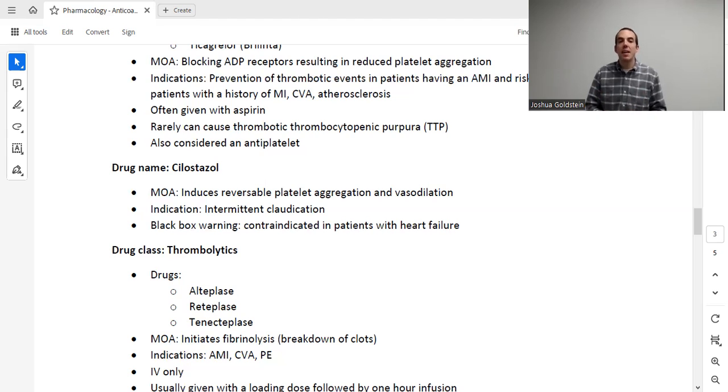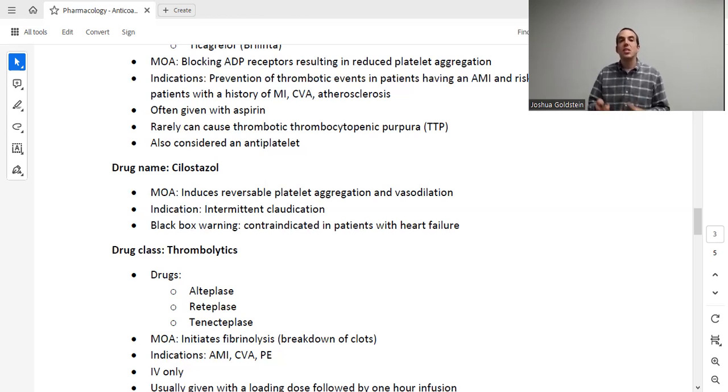This medication is obviously IV only. It is a high-risk medication. It's only given in something like an ER or an ICU or some other high acuity setting. It is usually given with a loading dose. There's a certain percentage that we give first to the patient, then we give the rest over the course of an hour, depending on what the guideline is.